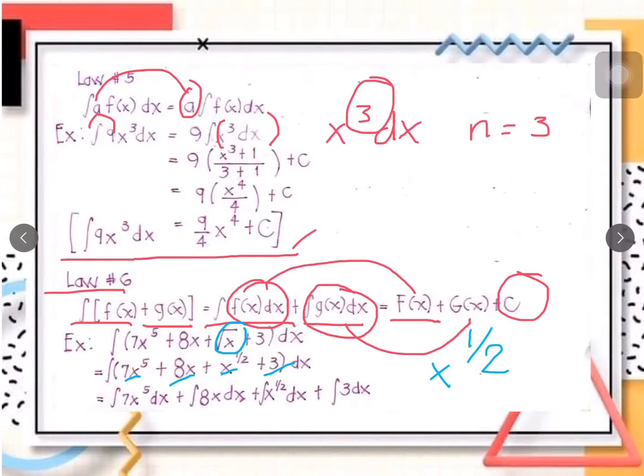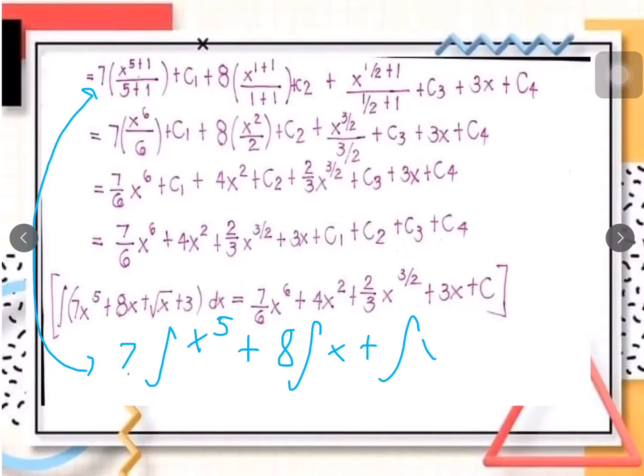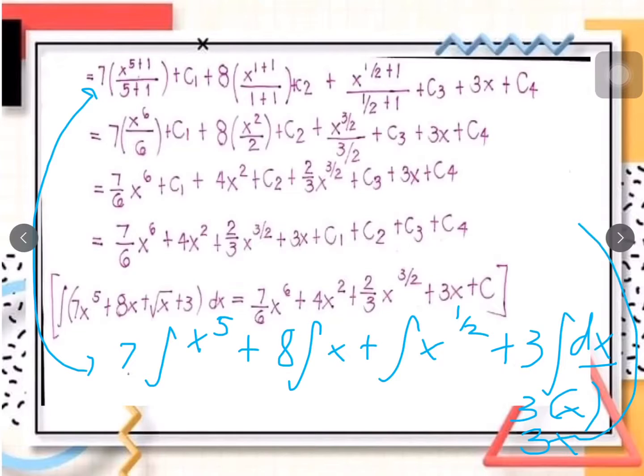So, in integrating, the integral of 7x to the 5th plus the integral of 8x dx plus the integral of x raised to 1/2 dx plus the integral of 3 dx. So, we take out the 7, then x to the 5th plus, we take out the 8, x plus the integral of x to the 1/2 plus 3 dx. If we integrate that dx, it's 3 times x. So, it is 3x, which is this.